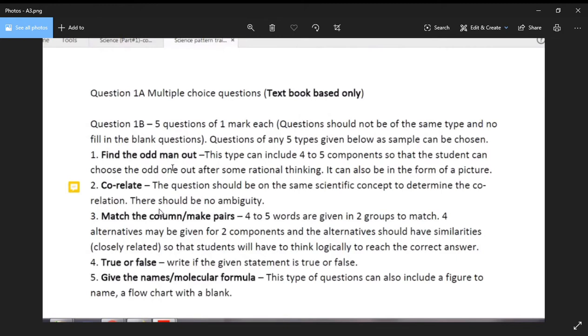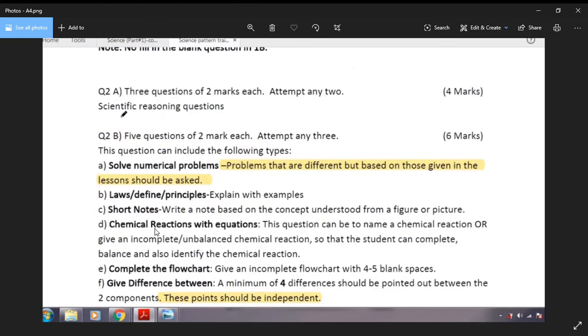Now in question 1A, there is an MCQ which is based on the textbook only. Question 1B, 5 questions of 1 mark. Each question should not be of the same type and there is no fill in the blank. Questions of any 5 types given below as a sample can be chosen. The first one is find the odd man out. Second, correlate. Third, match the column, make pair. Fourth one, true or false. Fifth one, give the names and molecular formula, like this.